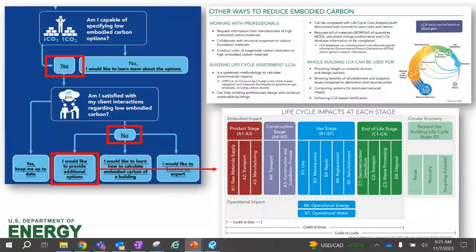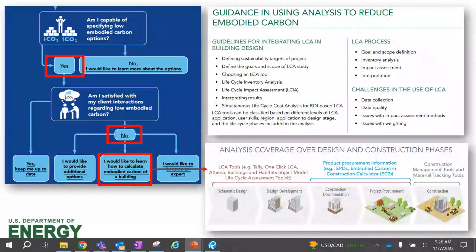Some of the challenges with LCAs are just the data that's in them. It's only as good as the data that's in the LCA, and so sometimes it's more at the design analysis level as opposed to a product-specific level, which gets into our next category here. In that category, on the resource tool, there's another button saying I'd like to learn how to calculate embodied carbon of a building. Within this resource, if you go online and look at it, there's a lot of hyperlinks and a lot of resources here.